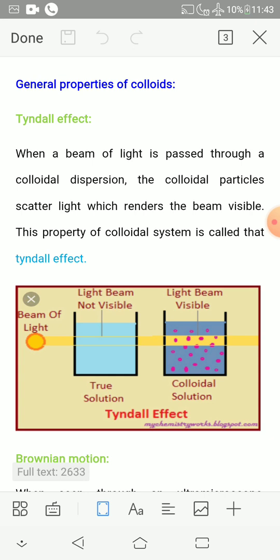Today I am going to discuss the general properties of colloids, that is, properties of colloidal solutions or properties of sol. First property is the Tyndall effect. What is the Tyndall effect? It is the scattering of light when light is passing through a colloidal solution.